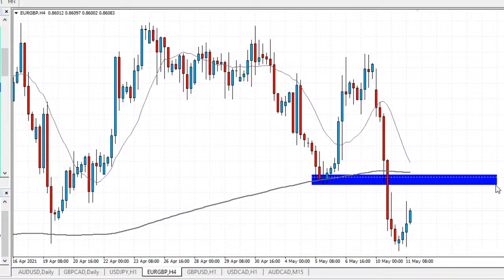So bias is to the downside now for EUR/GBP, but again, I want a little bit more development there, a bit more retracement, then can take a look to see how that potentially could play out in the market.